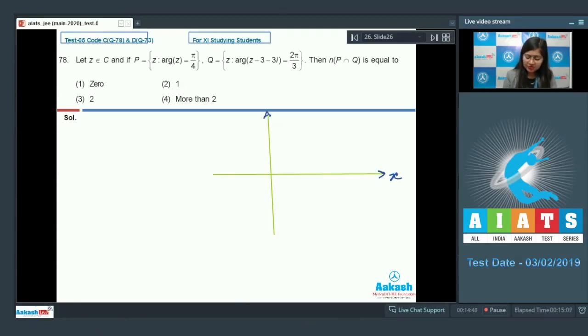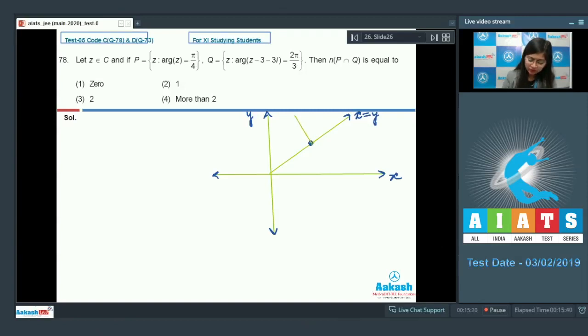This is the x and this is the y axis. So we can plot the points P as argument of Z equal to pi by 4, right? These are the points P which are lying on this line. Similarly, we will draw Q. Let us say this point is (3, 3), right? This is lying on this line x equal to y. This point is (3, 3).